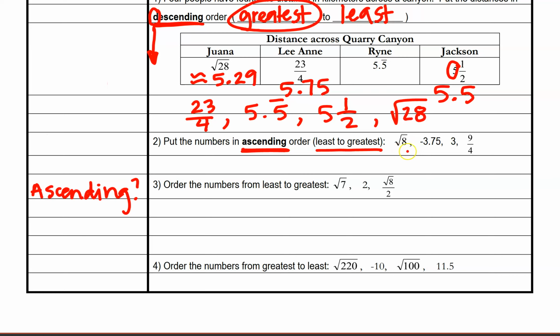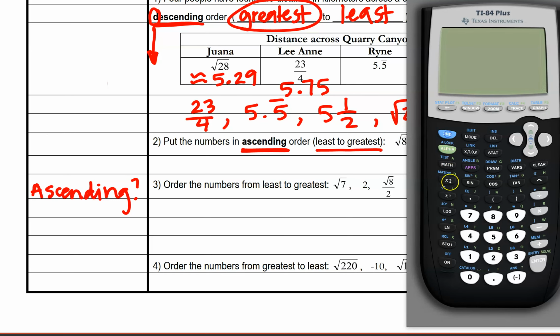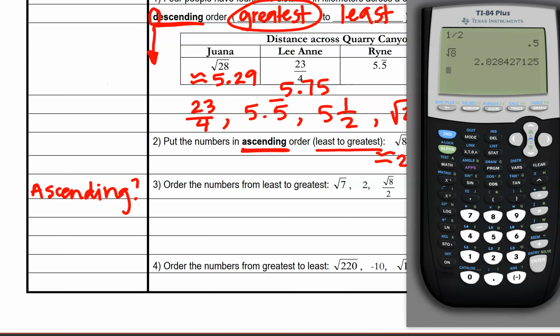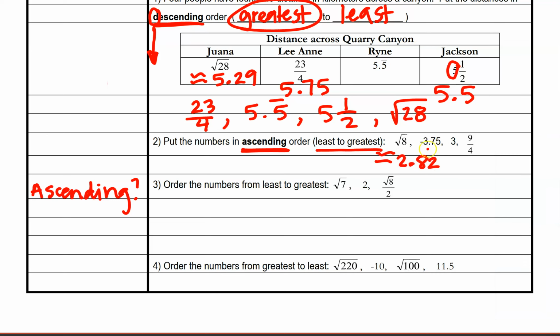So what is the first step again? We are to convert these into decimal form. So first we have square root of 8. Square root of 8. Second, squared is 8. Enter. That gives me approximately 2.82. And we're going to take the first 2 after the decimal. It doesn't tell us what to take, but that's what I'm going to take. So the first one is approximately 2.82. So 2.82. The next one looks like it's already in a decimal form.